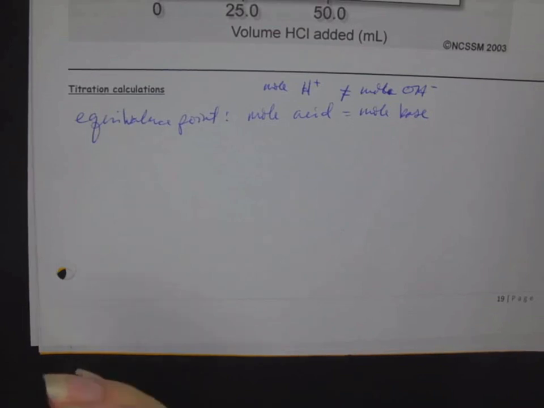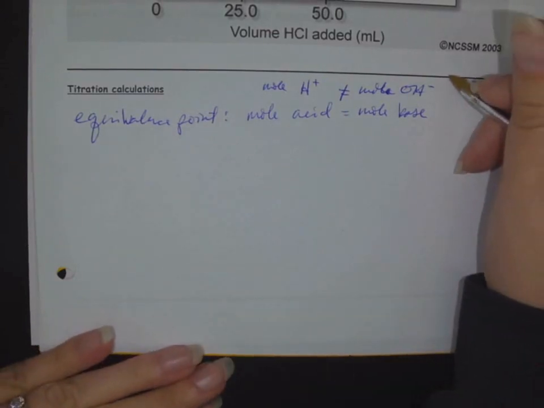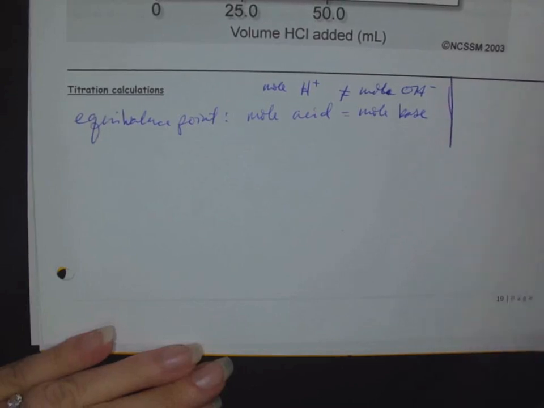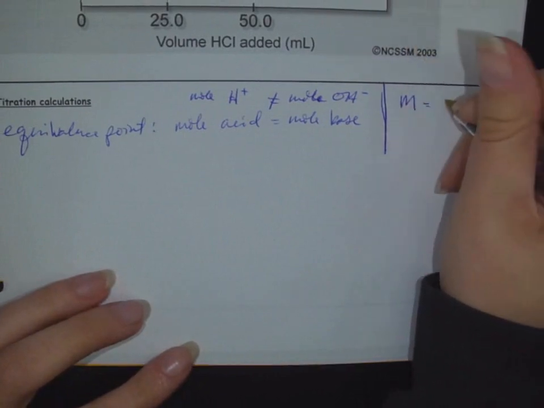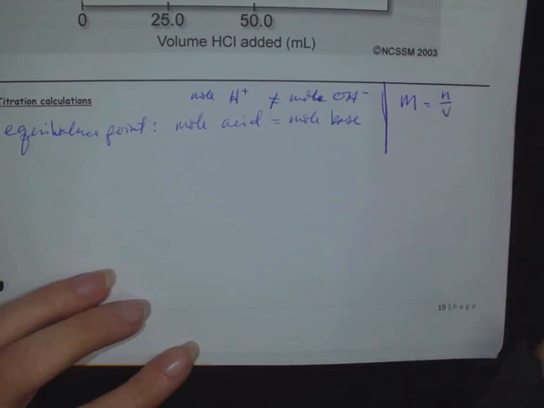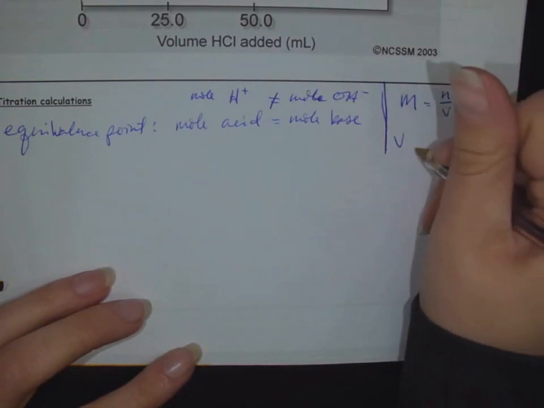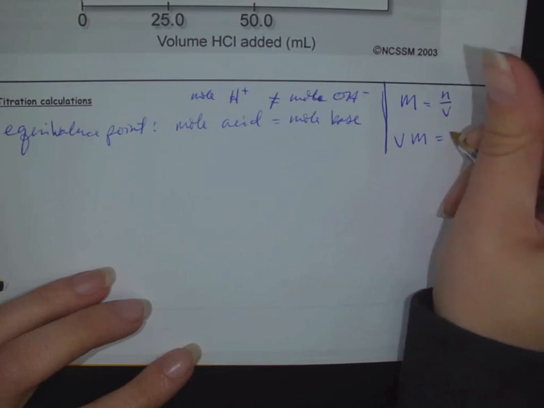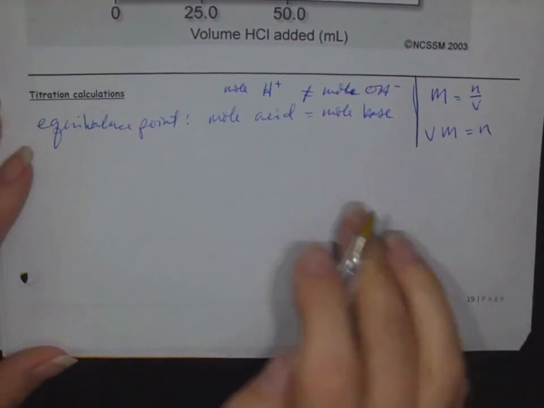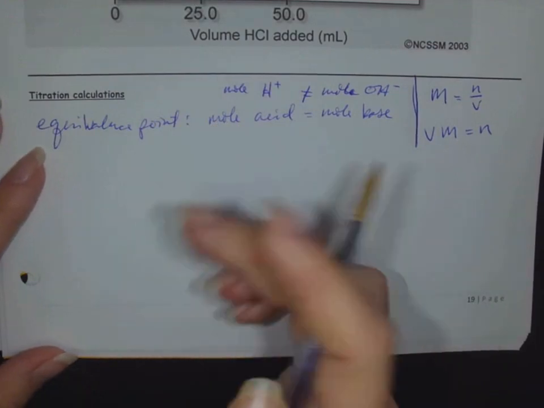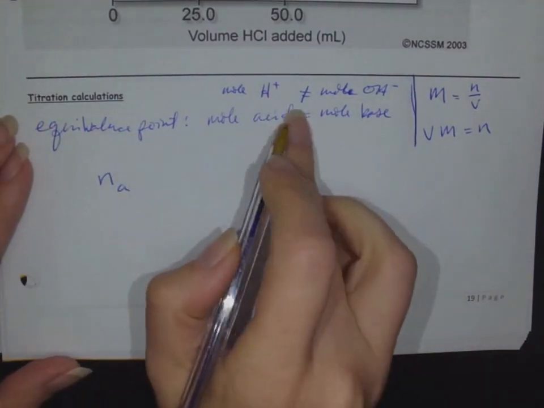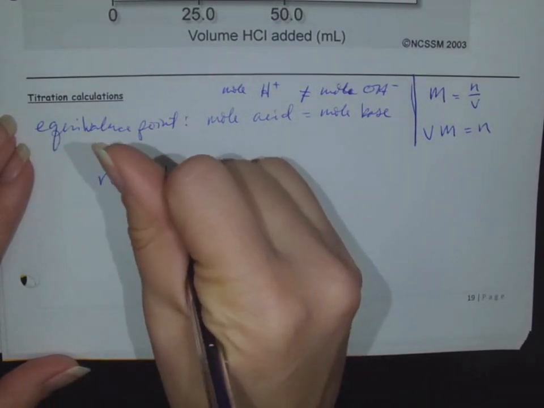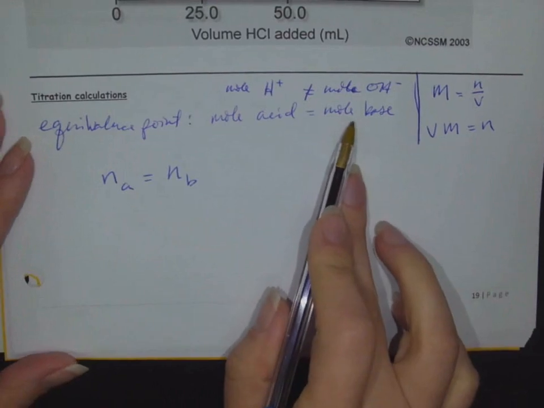Okay. Now we're often given volumes and concentrations, right? Like if I'm given the molarity, the concentration of something, that's going to be moles over the volume in liters. And if I rearrange this to solve for moles, it'd be volume times molarity equals the amount of moles. Okay. Now at the equivalence point, we know that the moles of the acid has got to equal the moles of the base, right? That's what the equivalence point means.